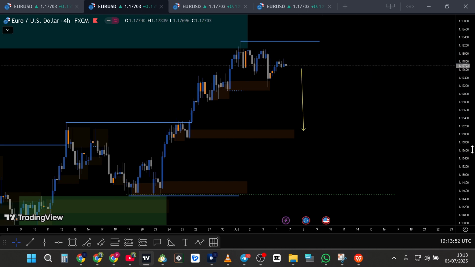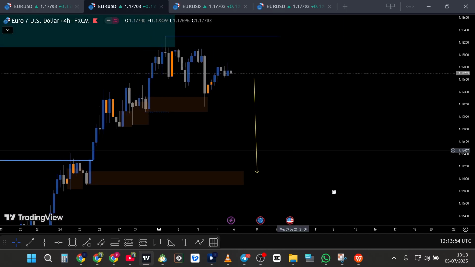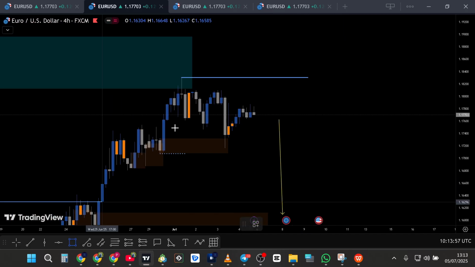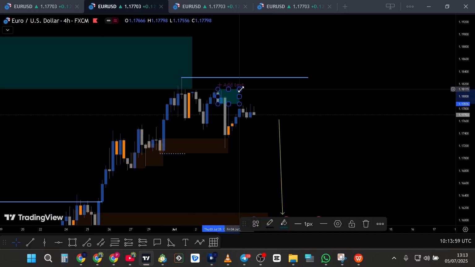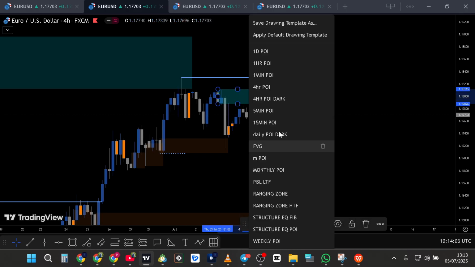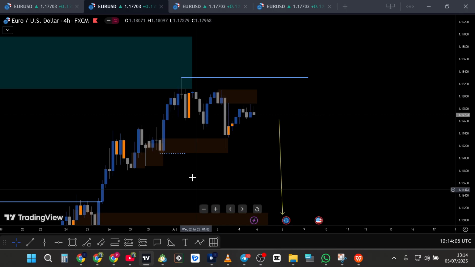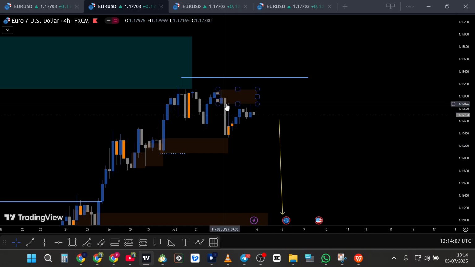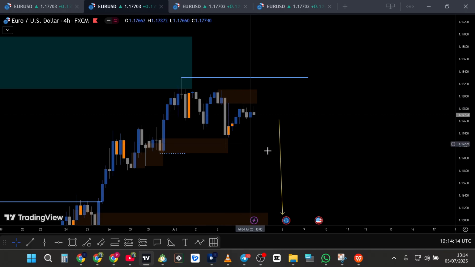According to me, what I'll do is mark off this area of supply here, and expect price to touch it before continuing to the downside. And also the way it has built this high and this high, maybe it might come and touch them right there and then continue to the downside.